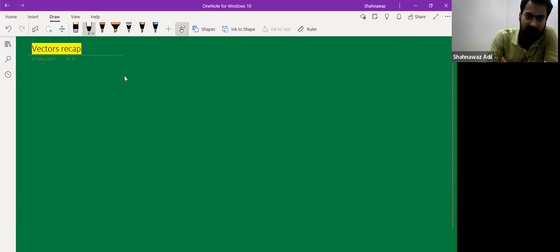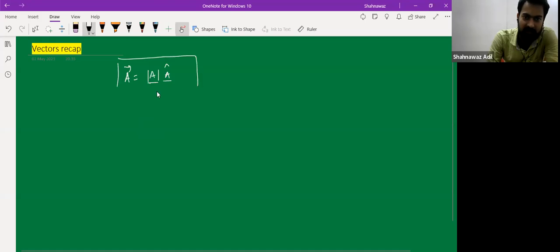What is a vector quantity? Right. So let's say this is some vector A. It will have some magnitude and some direction, right? And there are two kinds of representation.